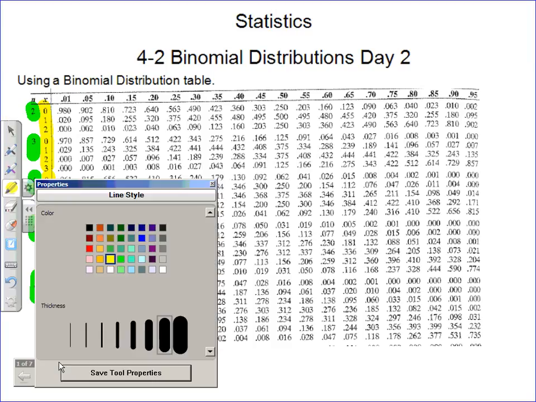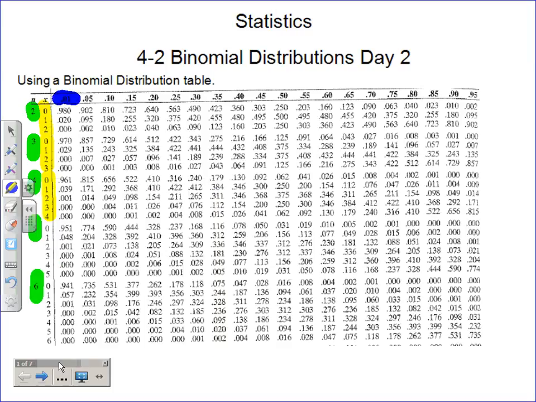What color? I don't know. Blue? You think that'll be too light? I don't know. Dark blue? I think that'll cover it right up, but let's find out. Yeah, that's just horrid.